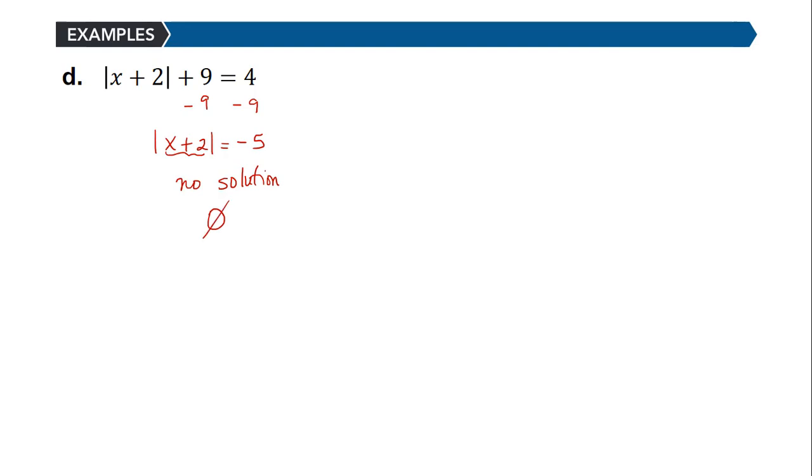And I know it's tempting, right? You want to be able to solve it, but I can't. Absolute value equal to a negative number, cannot solve.